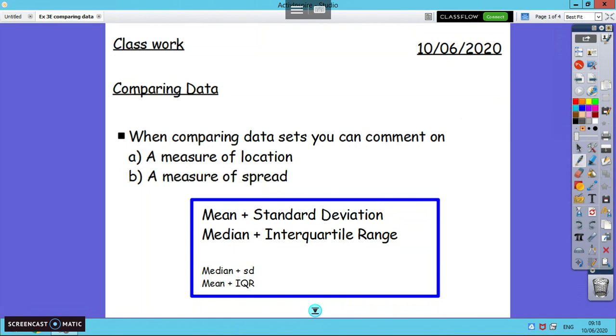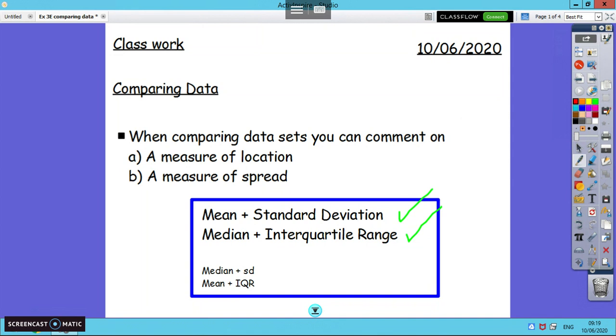So you can have the mean and standard deviation. Those are two things that you can talk about. So the mean being a measure of location, and then standard deviation being a measure of spread, or the median and the interquartile range. So the median being the measure of location, and then the interquartile range being a measure of spread. So those two are fine. You cannot interchange the two.